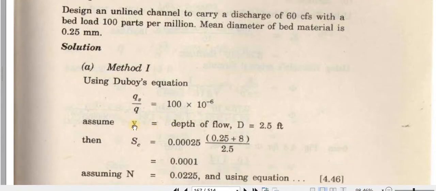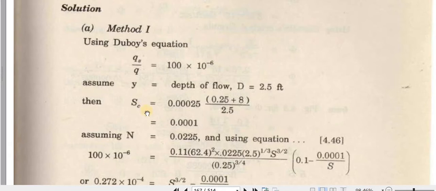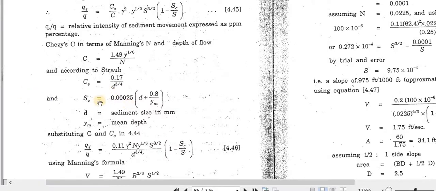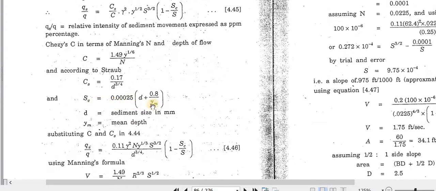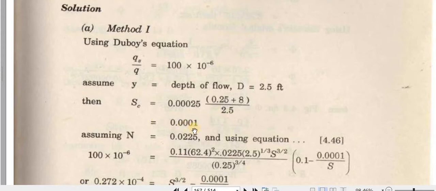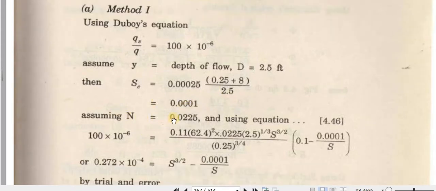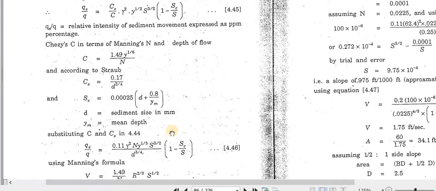Y is the depth of flow, we have to assume 2.5 feet. Then we have to use the critical slope equation, that is equal to this one. So this is the critical slope equation which we use, that Dubai's equation can be rewritten. So this is the Sc equation we have to use. In the Sc equation, slope is 0.0001, assume n 0.0225, and using equation 4.46 you can use this equation.